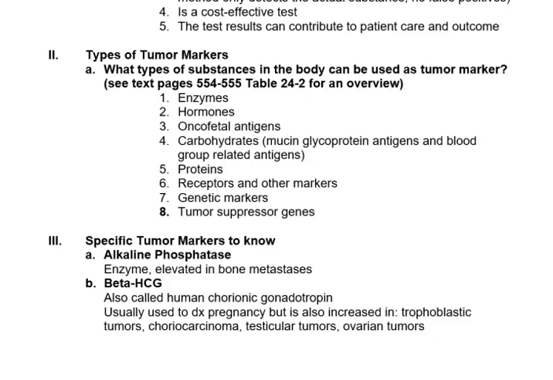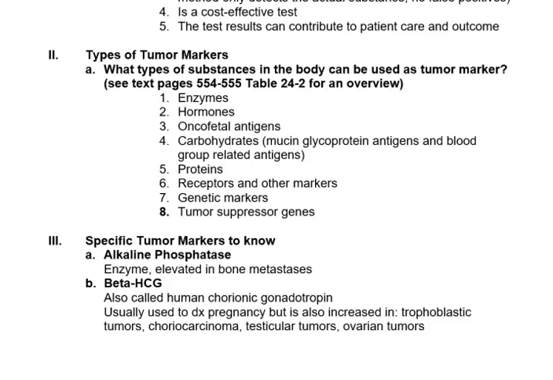So this next section talks about the different types of tumor markers. So what are the substances in the body that we can use for tumor markers? There's several different things. We can use enzymes, we can use hormones, we can use oncofetal antigens, and these are proteins that originate within the tumor cells that enter the bloodstream by secretion or breakdown product of the tumor. We can use carbohydrates, we can use proteins, we can use receptors and other markers, we can use genetic markers, and we can use tumor suppressor genes.